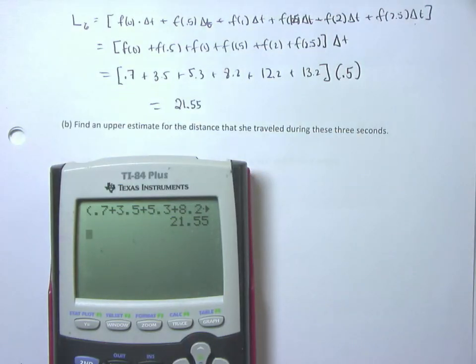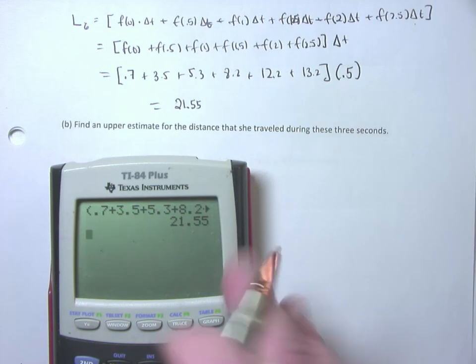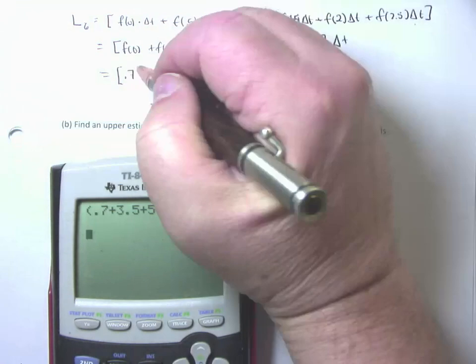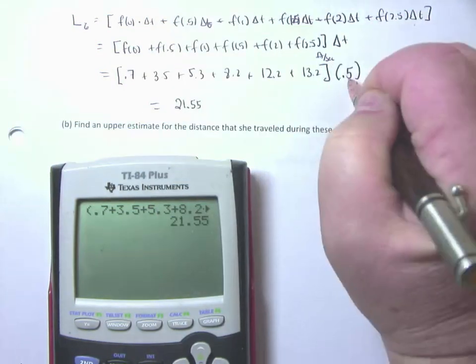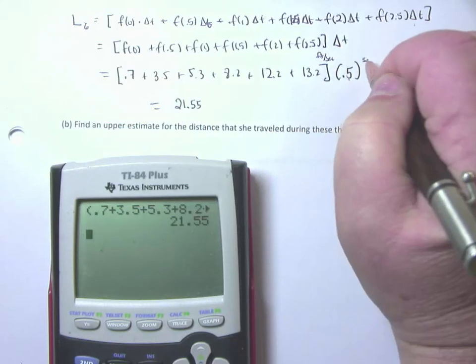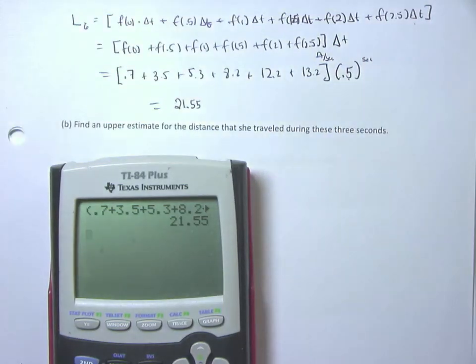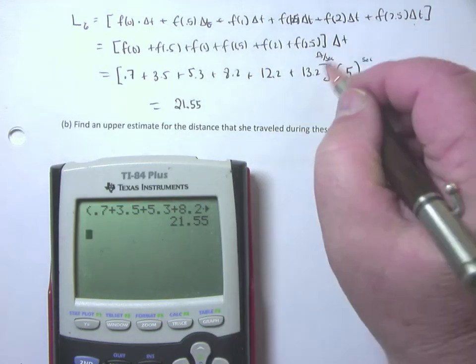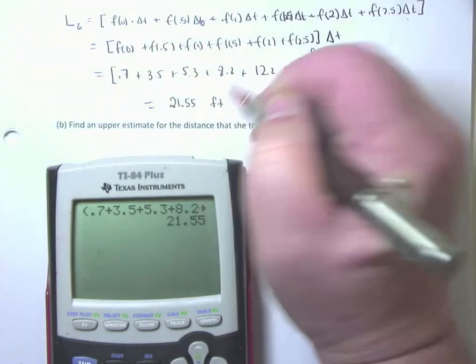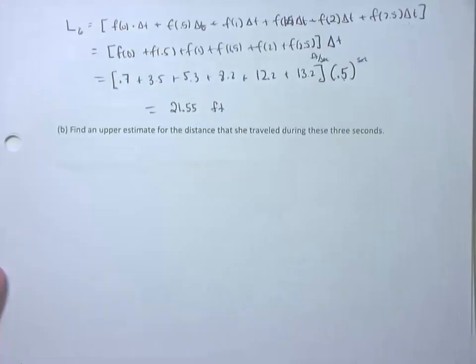21.55 what? Why? Right. It's feet because each one of these guys is being measured in feet per second. And the 0.5 delta t is measured in seconds, right? So I'm adding up a bunch of feet per second, which is one big feet per second. And then I'm multiplying it times seconds. So the seconds cancel, so I'm left with feet. So it estimates the distance that she ran in the first 3 seconds.